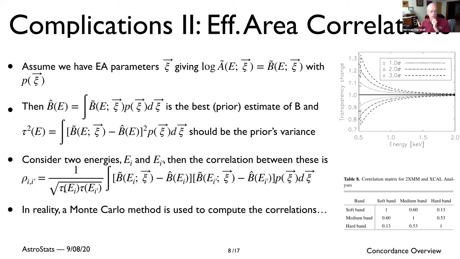Sorry, that should be tau squareds. The square roots of the tau squareds. No? Nope, that's right. Never mind. Anyway, no, I think that's square root.